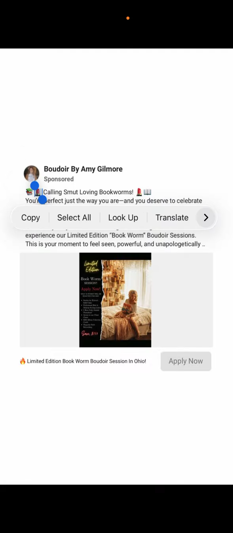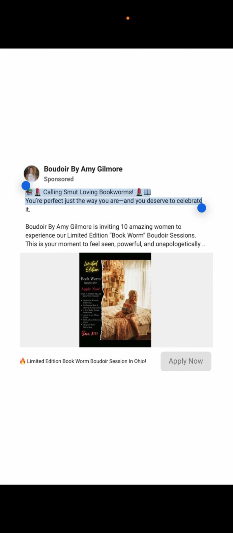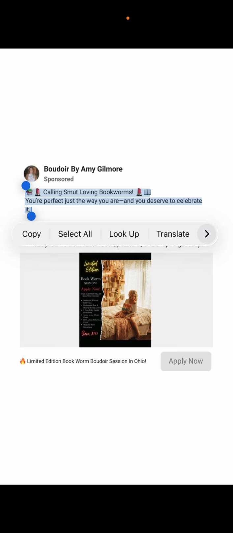Finally, we'll look at the see more headline. First 2 3/4 lines, Facebook newsfeed mobile. So that's only going to be this stuff. Calling smut-loving bookworms, you're perfect just the way you are, and you deserve to celebrate it. So, all right, so we got a little bit of who it's for, and then something about celebrating. Yeah, it's the lack of context mistake. So we're lacking the context of who our ad is actually for.